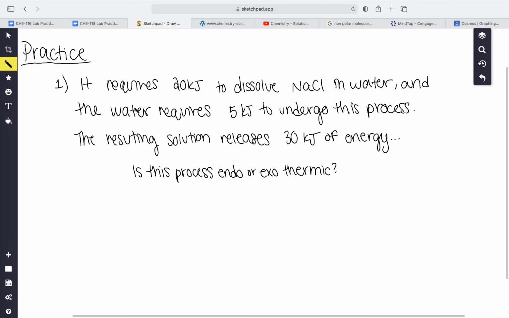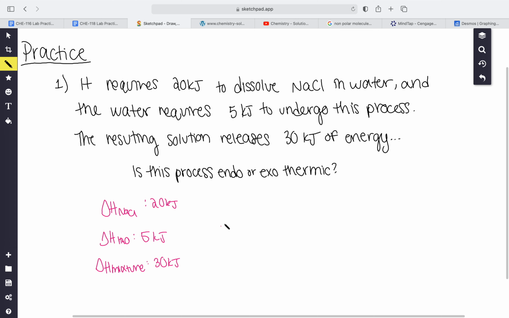So let's do a practice with that. So this says it requires 20 kilojoules to dissolve the NaCl in water. Okay, so the delta H of the NaCl is 20 kilojoules. And the water requires, so delta H of the water requires 5 kilojoules to undergo this process. The resulting, so delta H of the mixture, the resulting solution releases 30 kilojoules of energy. Is this process endo or exothermic?